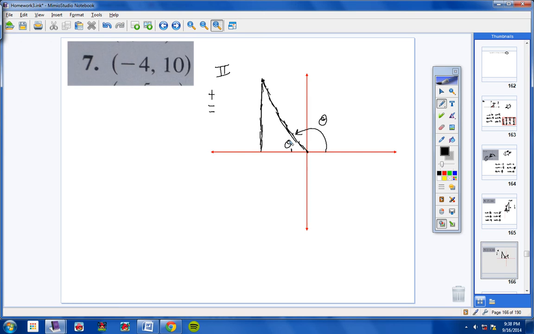And so here we go. Let's continue on. So the sine of theta, oh, I better fill the numbers in. Sorry about that. You go over 4 and up 10. So Pythagorean's theorem would be 100 plus 16, 116. So the square root of 116.